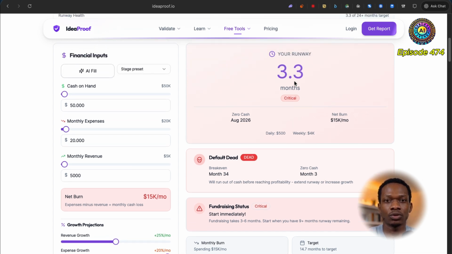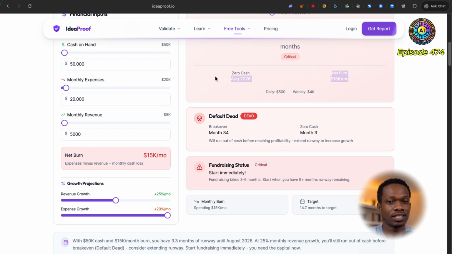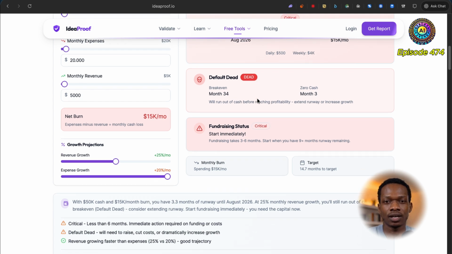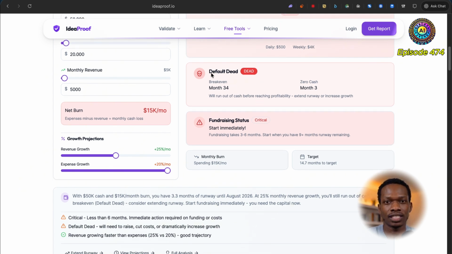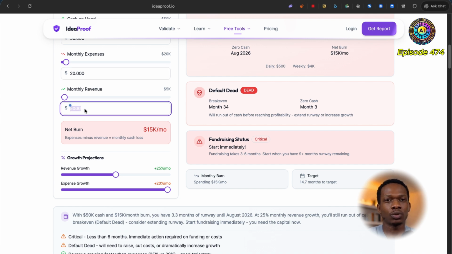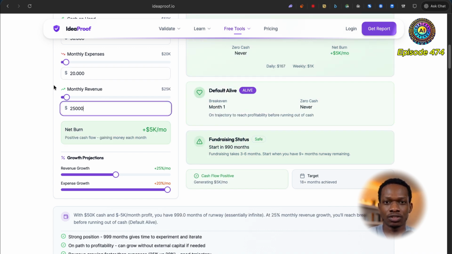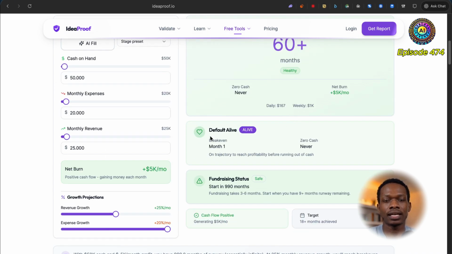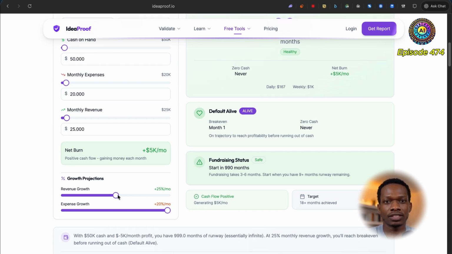So this would be a critical situation for your startup. You can see the net burn and the cash on hand are not looking good. Essentially it's basically dead is what we're saying. But let's say your monthly revenue was 25 and expenses were 20, then you can see that you're in positive cash flow and things looking all good.